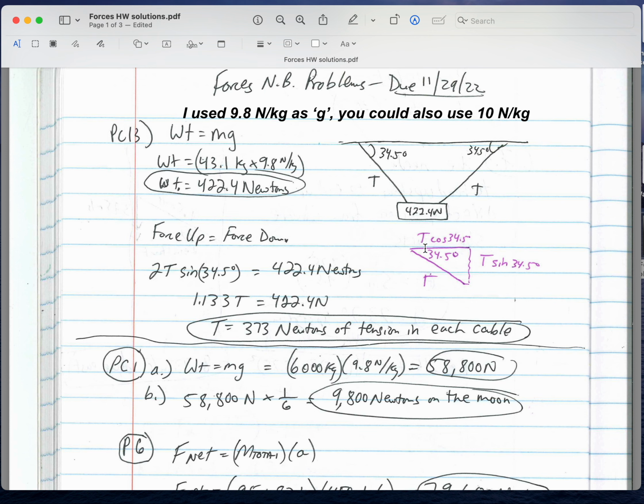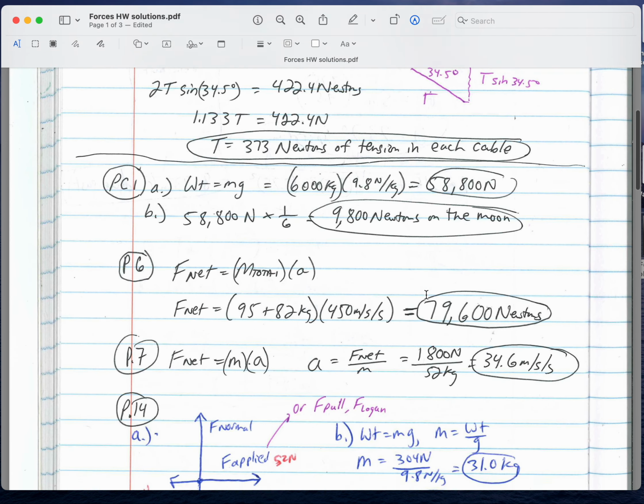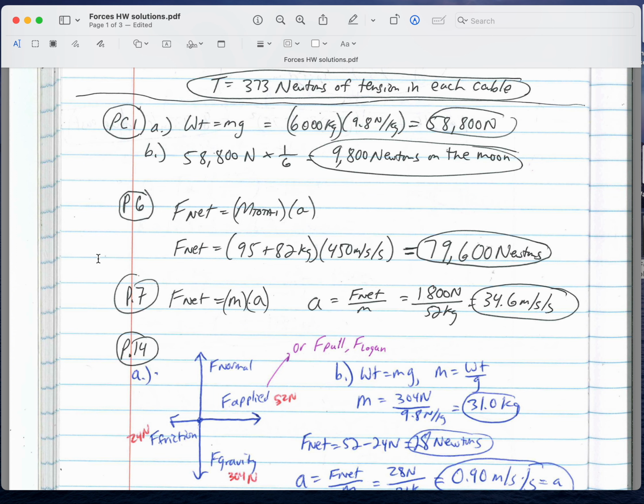For using 9.8, I had to realize that the vertical component of each of these tensions is acting upward to oppose gravity acting downward. My gravity acting downward is the same as the weight of that thing, 422.4 newtons. I've got two cables, so it's not just T sine 34.5 degrees, which is the trig that gets me that vertical component, but it's two strings, so it's 2 times that. And if I'm in degree mode on my calculator, I get 373 newtons of tension in each cable.